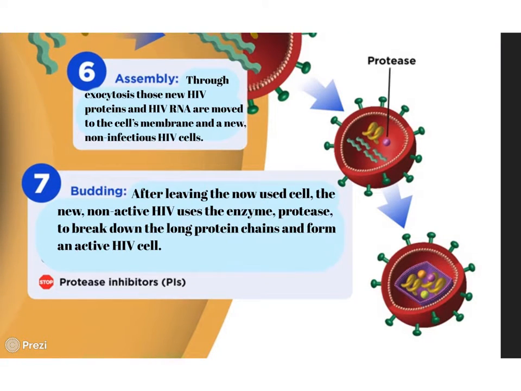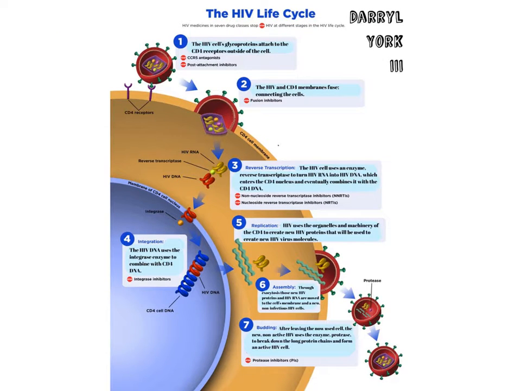Finally, the immature HIV pushes itself out of the host cell. Non-infectious HIV cannot infect other CD4 cells, so once outside the old cell, this new HIV releases protease, an enzyme that breaks up the protein chains that combine to form mature infectious HIV. After leaving the CD4 cell, the combined and corrupted DNA is left behind and induces apoptosis, or cell death.